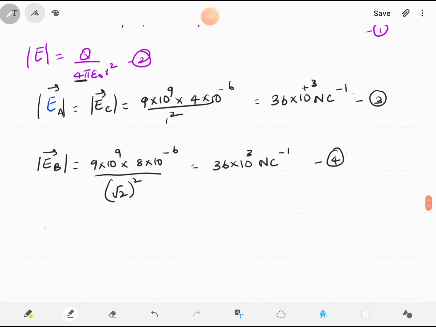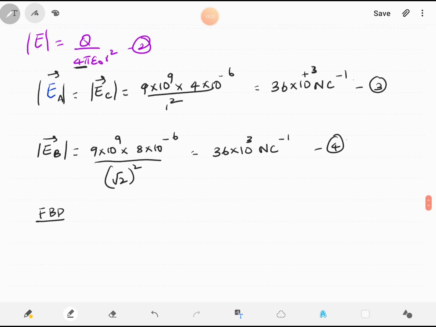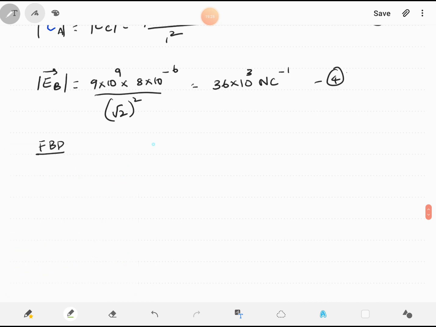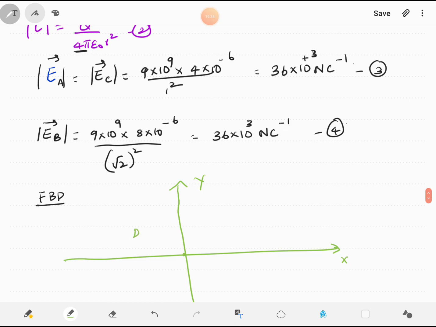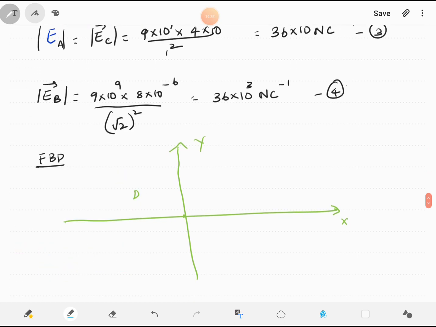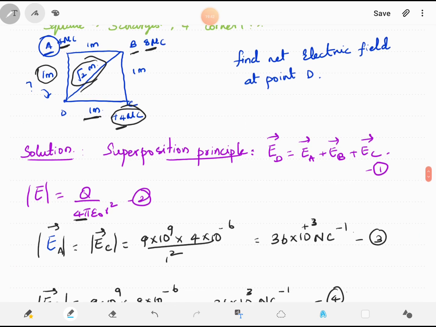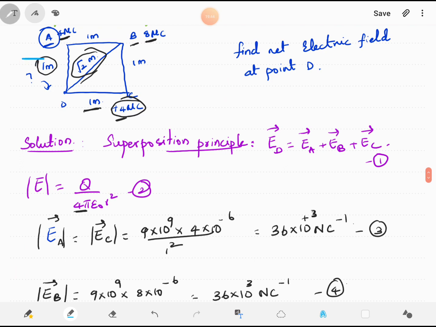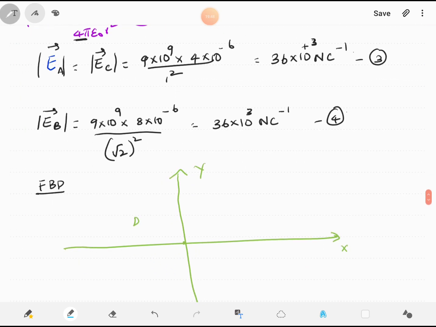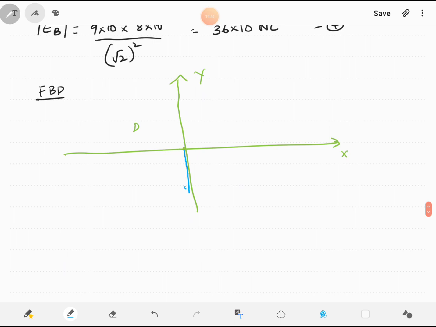Now to find the net electric field, we again have to make a free body diagram where we show the directions of the electric fields produced by charges at A, B and C. So let us consider a rectangular Cartesian coordinate system once again. This is your y-axis and that's your x-axis. The point under consideration here is D, which I will be choosing as the origin. Now let's show the directions of the electric fields produced by charges at A, B and C. Charge at A is a positive charge, therefore the field is going to be away from it once again. So this is going to be along the negative y-axis. So this is the electric field due to A, which is along the negative y-axis.